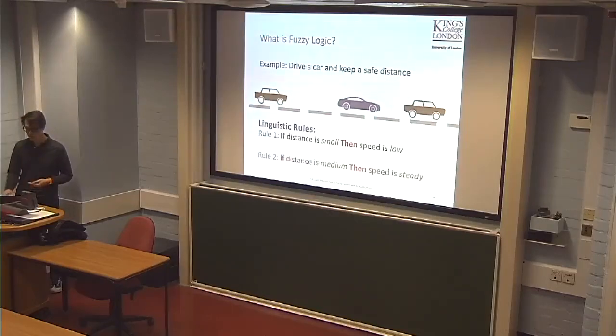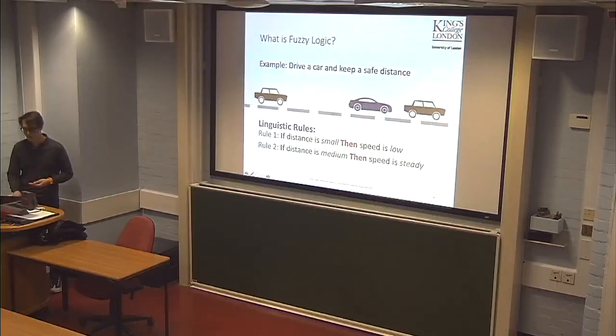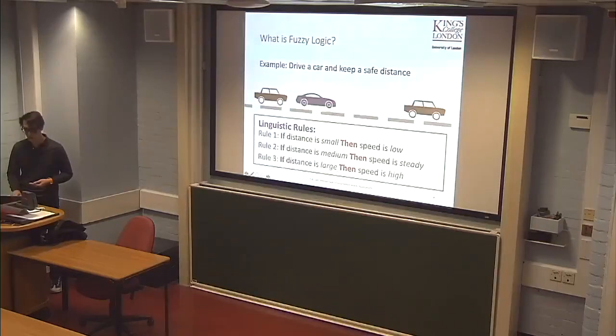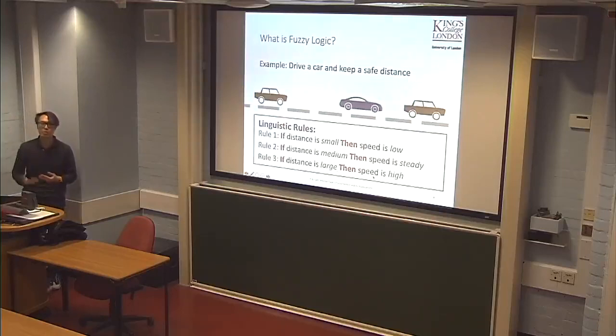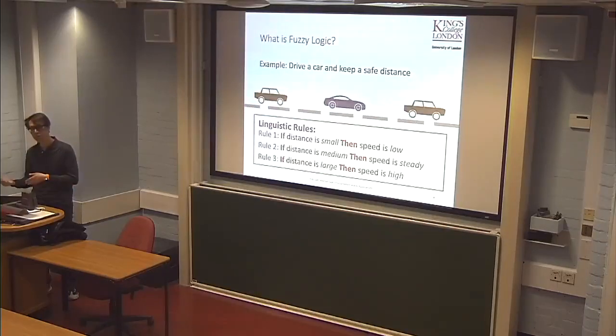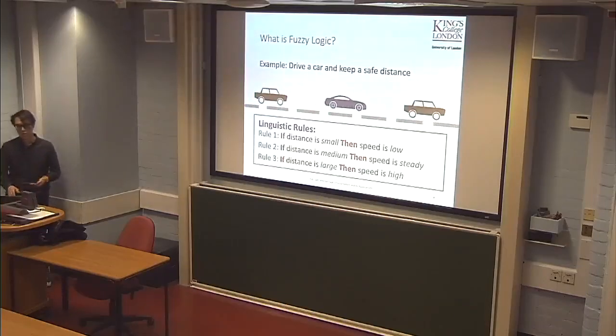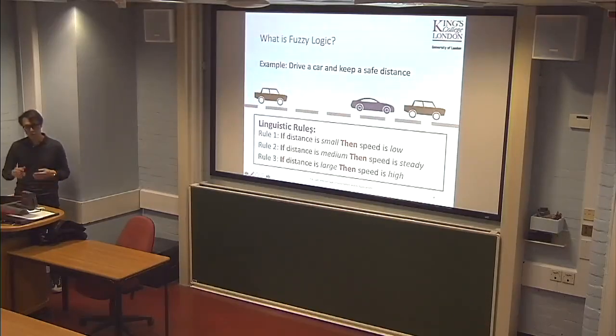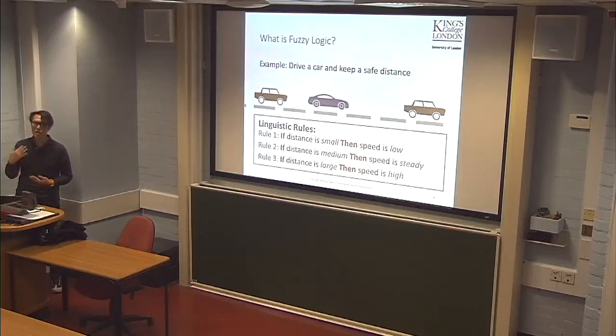And then the second rule is very similar. The distance is medium, so we are going to keep the speed steady. And the next one, with large distance, the speed should be high. We can extend from this point. If the distance is very small, then the speed should be very low. If the distance is more or less medium, then the speed should be more or less steady. So we call these the linguistic rules. That is the way for us to represent our knowledge, so we call this the knowledge base.